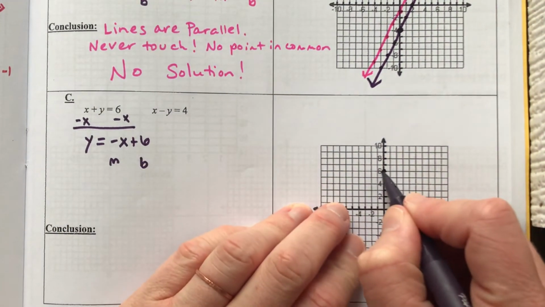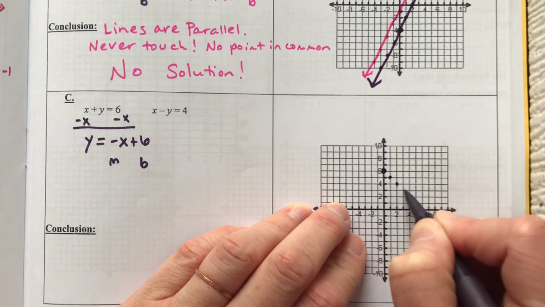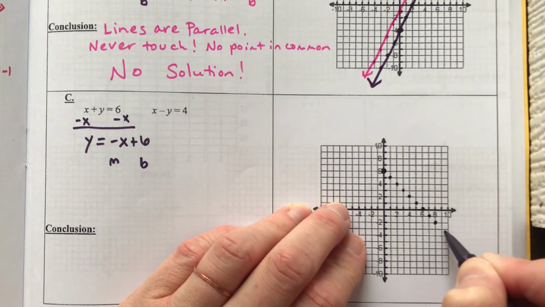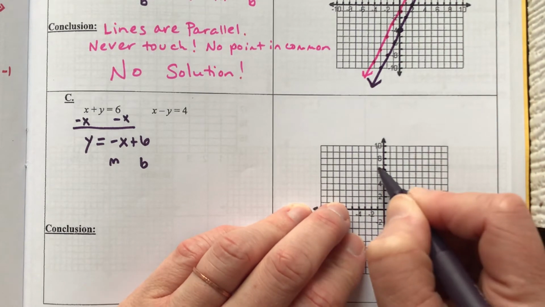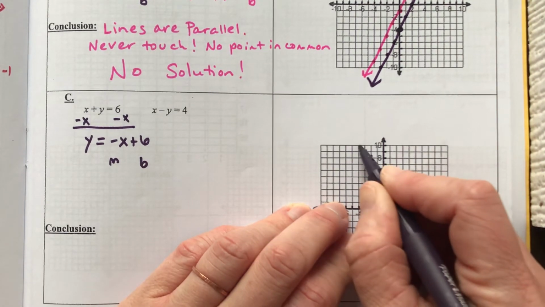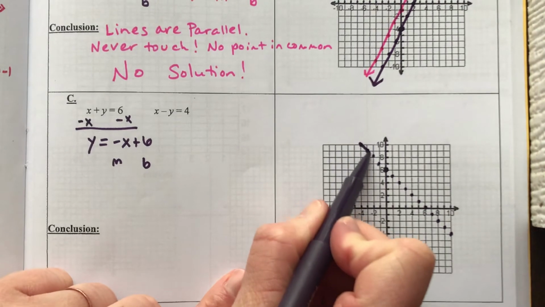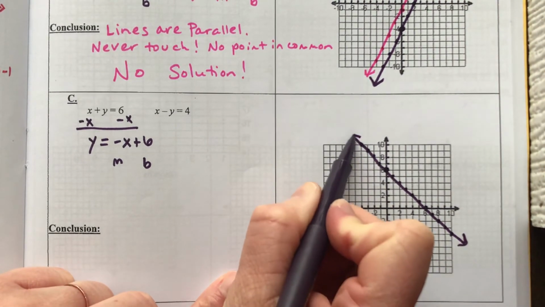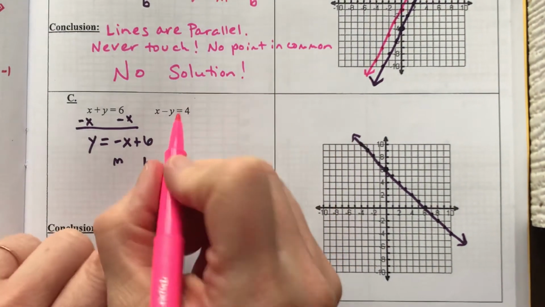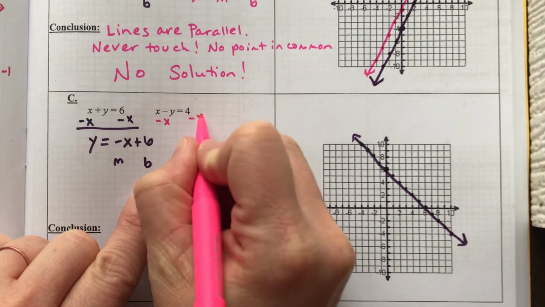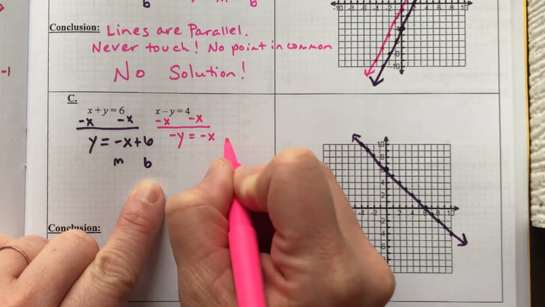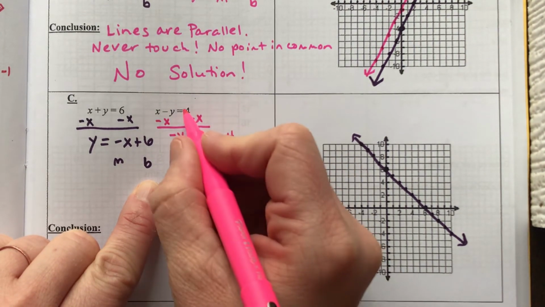So here we go at 6, and then down one, right one, and continue putting those points on my grid until I fill up as many as I can in my graph here. And then try to connect those as best you can with a straight line. And then for the next equation here, I'm going to subtract my x to the other side, and I'll have negative y equals that x that I subtracted plus the 4 that was already there.